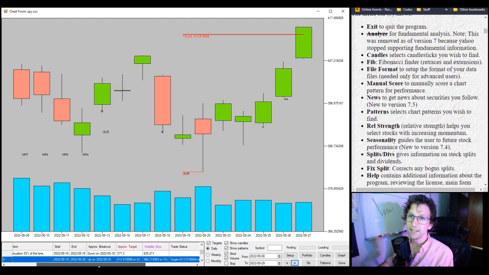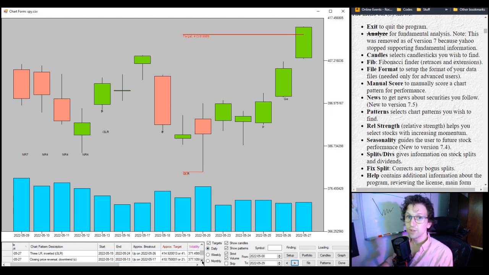Approximate breakout date was the 25th. When did this start? 519 ended 520. Oh, okay. So that was actually back here, and it had a target that was recently reached. Is that true? Trade status completed on Friday. Yep. So that was a good one. Fantastic. So if you use this program alongside Bulkowski's trading tips, I think that would be pretty good.